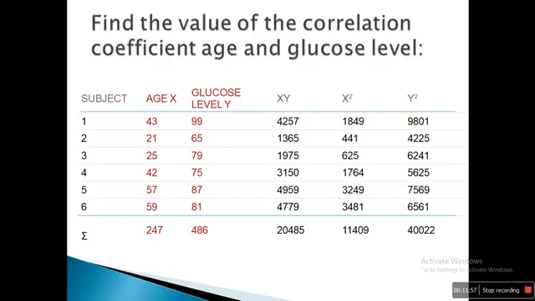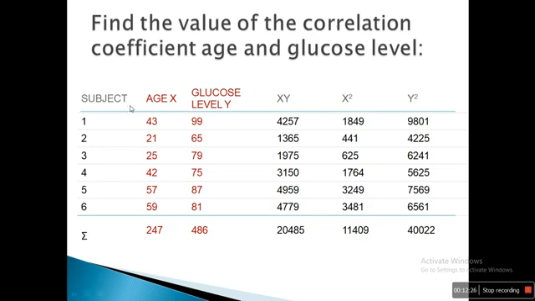This is one solved example for you all. Find the value of the correlation coefficient between age and glucose level. So here the two variables are age and glucose level. You can see over here 1, 2, 3, 4, 5, 6 are 6 people. Age is the age of that person. I am denoting that variable age with x, and glucose level is y. So glucose level is denoted by variable y.